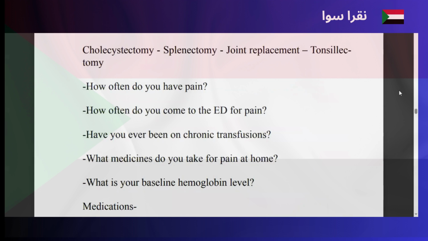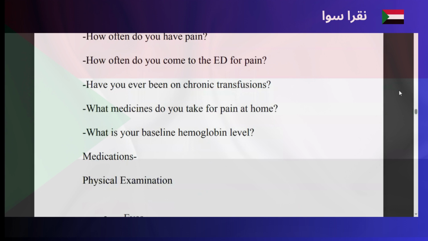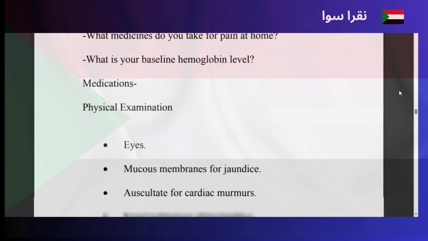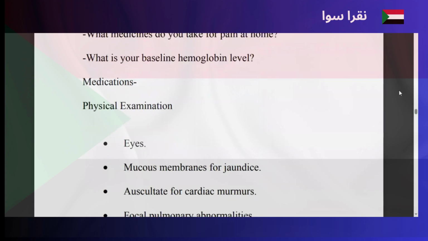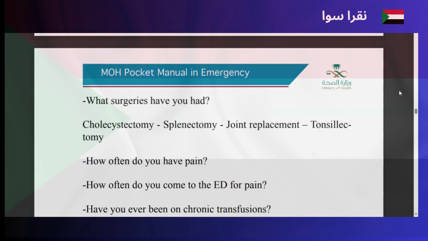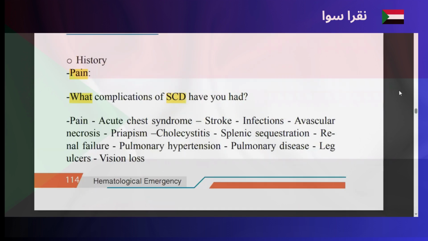How often do you have pain? How often do you come to emergency for pain? Have you ever been on a chronic transfusion? What medicines do you take for pain at home? What is your baseline hemoglobin level and the medication? So you ask these patients about these questions.